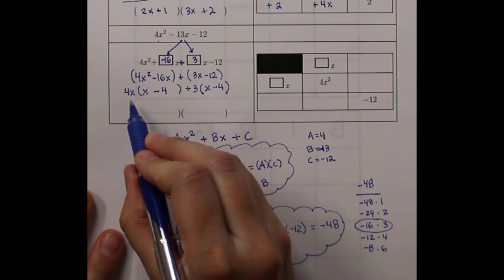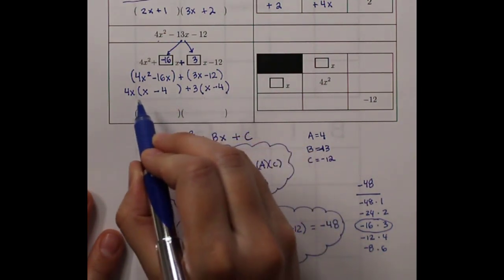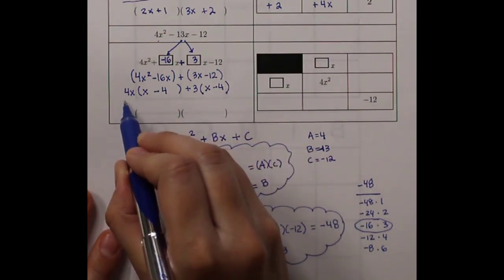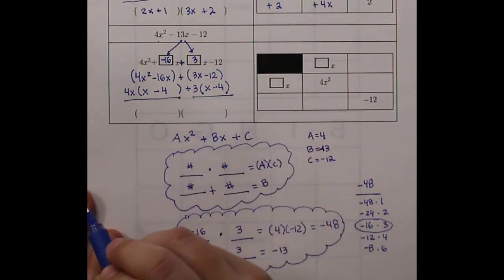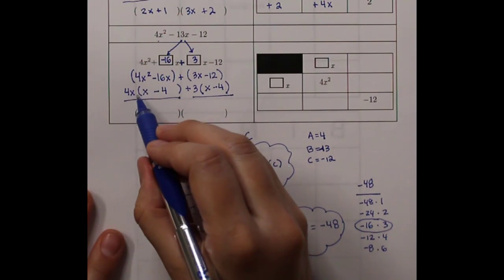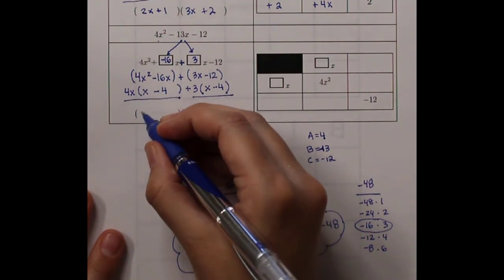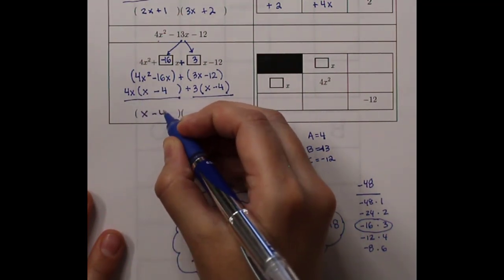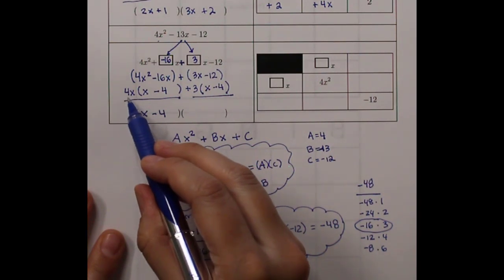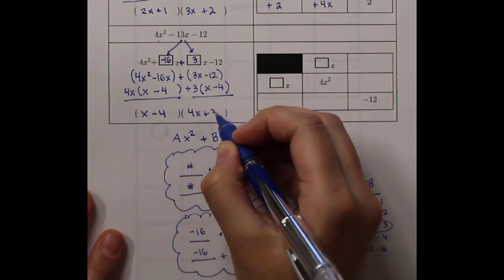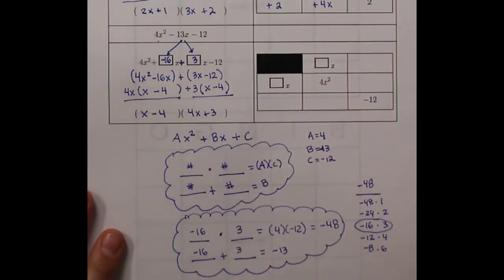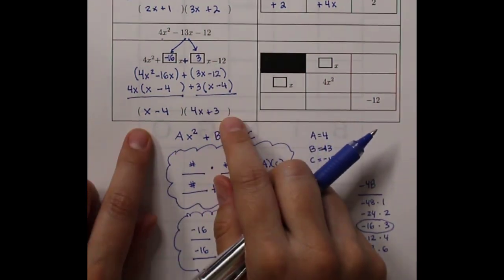And there it is, my same factor in both groups, or both terms, excuse me. Term 1 before the plus sign, term 2 after the plus sign. I factor out what they share. Both terms have an x minus 4. And so what's left is a 4x plus 3. And so that's my other factor. Okay, we got there. This is the process.